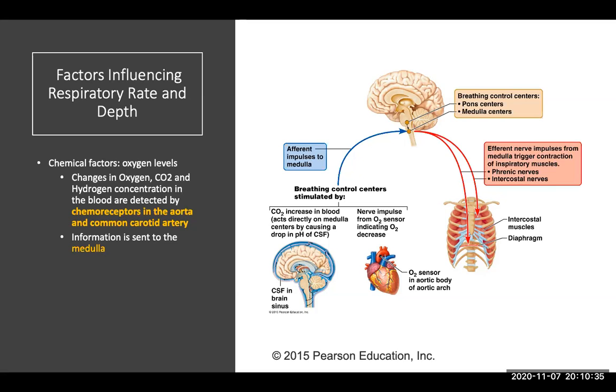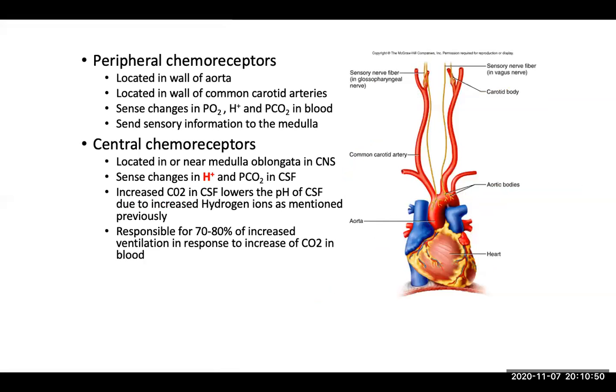Oxygen levels is another chemical factor, so changes in oxygen are also detected by chemoreceptors in the aorta and the common carotid artery. Information is sent to the medulla to help control these respiratory responses. Peripheral chemoreceptors are located in the wall of the aorta, also in the wall of your common carotid arteries, and these can sense changes in the pressure of oxygen, hydrogen ions, and the pressure of carbon dioxide in the blood.